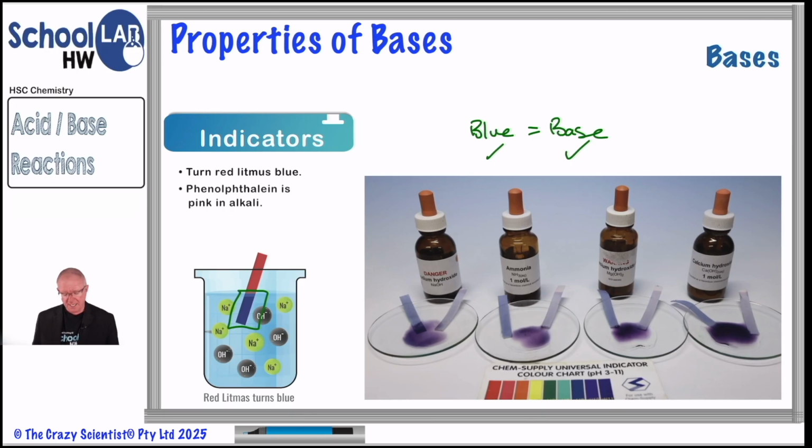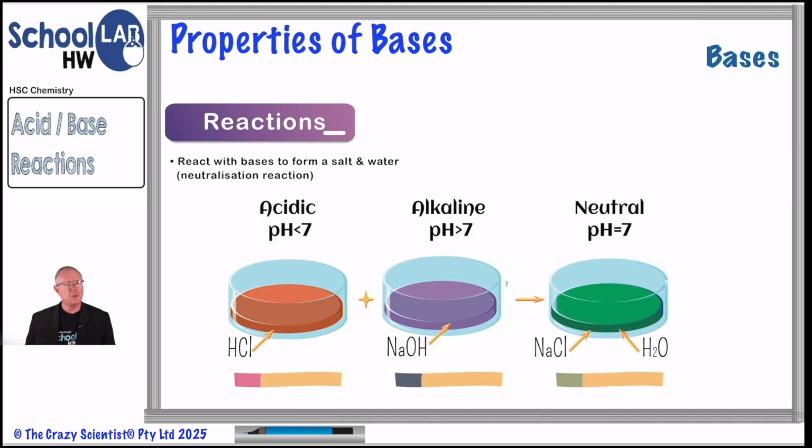Okay, so that's just indicators. Another indicator that we can use is the universal indicator when we do neutralization reactions. We can see that if we have some HCl and we use the indicator, it turns red. It's blue for base, but when we mix those two together, we get green. So this is a reaction of acid and bases, and this is a neutralization reaction, and we're going to look at that in more detail in later videos.